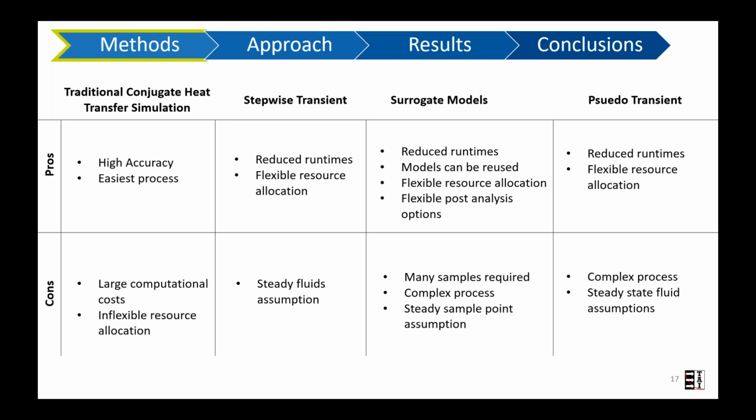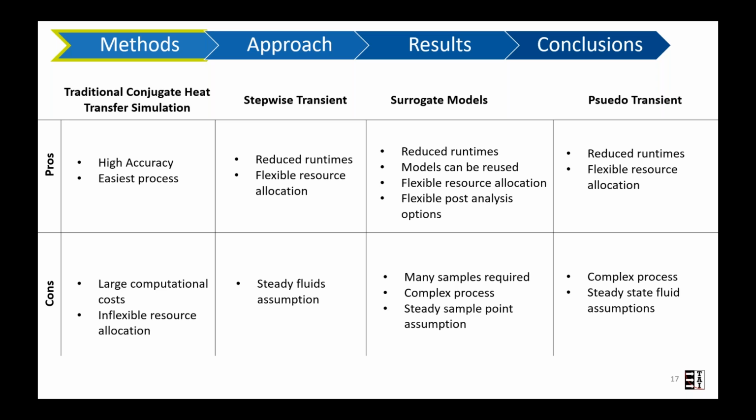For the traditional conjugate heat transfer simulation, we have very high accuracy and an easy process, but the cons include large computational costs and inflexible resource allocation. The stepwise transient allows us to have a reduction in computational costs compared to traditional conjugate heat transfer and more flexible resource allocation. The con is the steady-state fluid assumption.